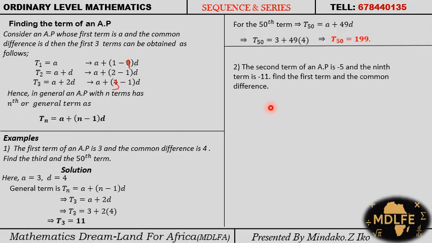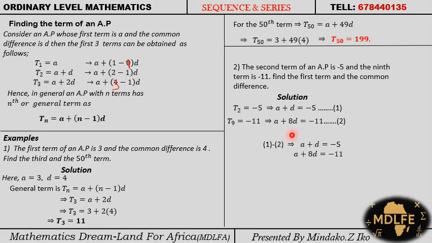Let's look at the second case. The second term of an AP is -5 and the ninth term is -11. Find the first term and the common difference. Let's look at the solution. They said the second term, so T2 is -5. I know that T2 is a plus d, hence a plus d equals -5, and I can call that equation 1. The ninth term is -11, so T9, which is a plus 8d, equals -11, and I can call that equation 2.